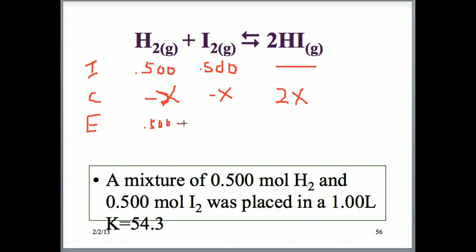0.5 minus X. 0.5 minus X. Tablet would be nice and handy right now. This one's 2X. We're actually almost done with this.